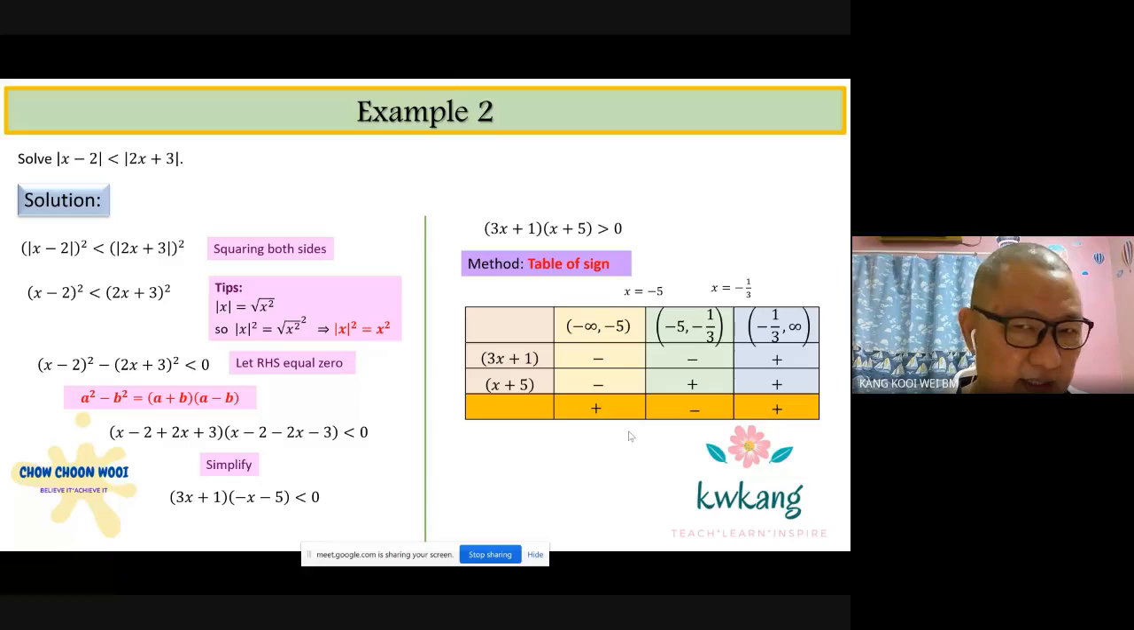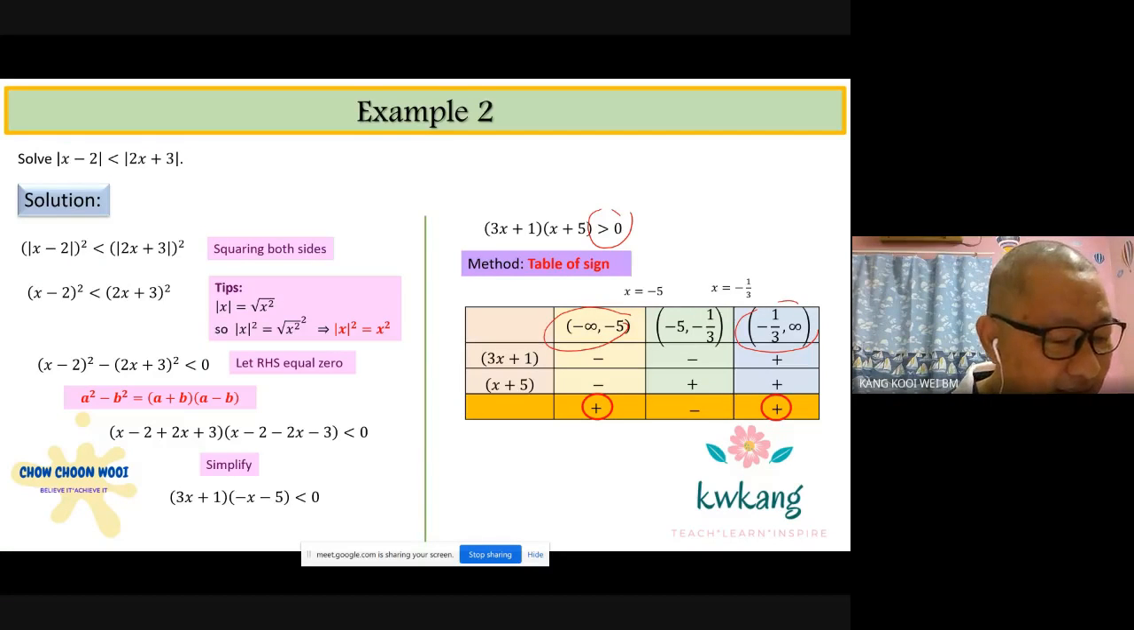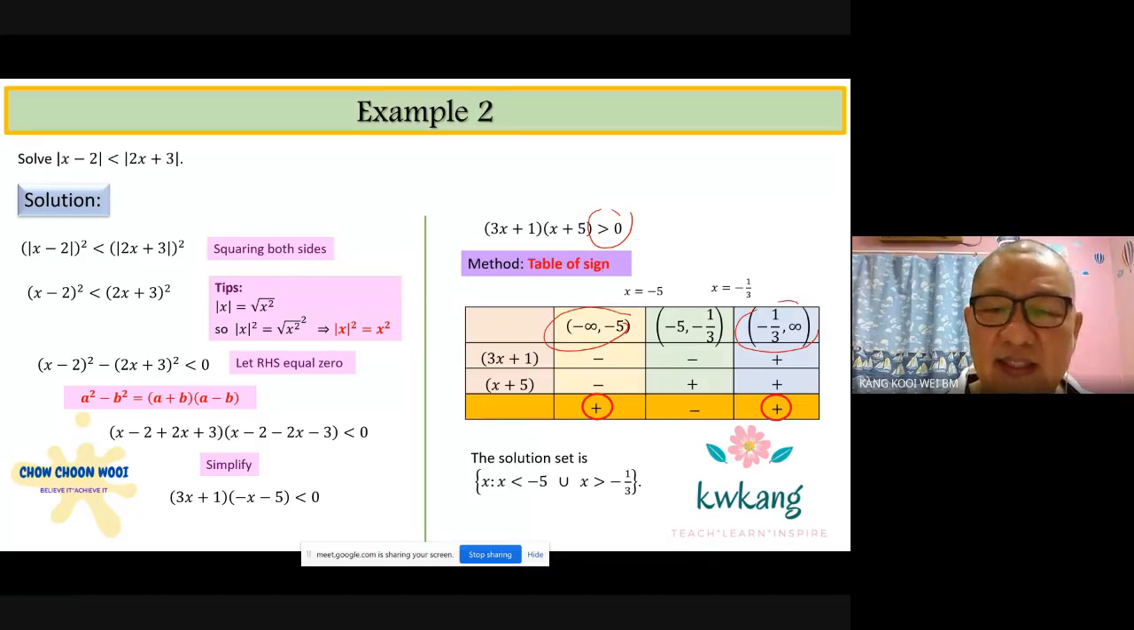Then, okay. So, kita nak tengok zone mana? Zone mana yang kita nak tengok based on this one? We are looking for the positive zone, right? Zone positif ini yang kita nak cari. Good, positive. So can you tell me your final answer for this one? Jawapan dia sepatutnya either sini atau sini kan? Okay, so you just simply write down your answer. It is either x less than negative 5 union x greater than negative 1 over 3.